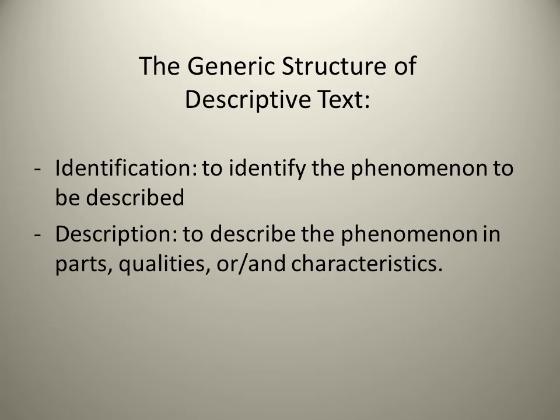When we want to learn about descriptive text, we also should know the generic structure of descriptive text. The generic structure of descriptive text consists of identification and description. Identification is to identify the phenomenon to be described, while description is to describe the phenomenon in parts, qualities, or characteristics.